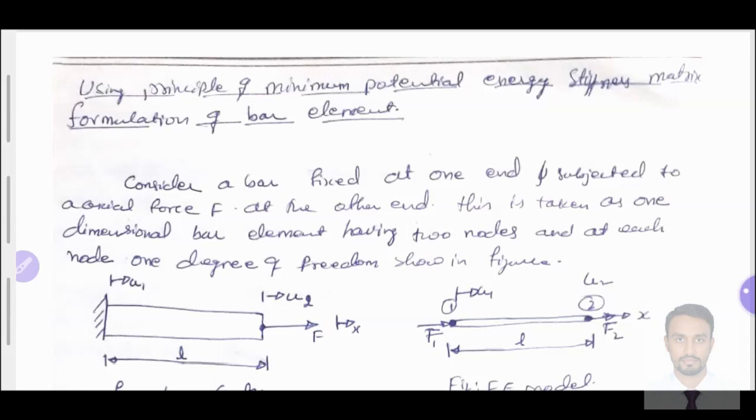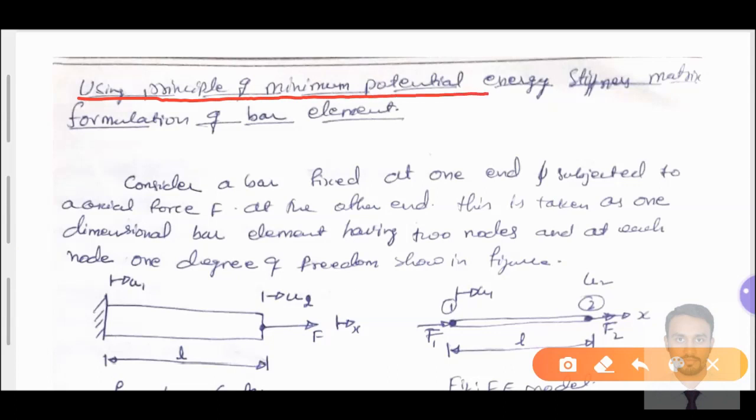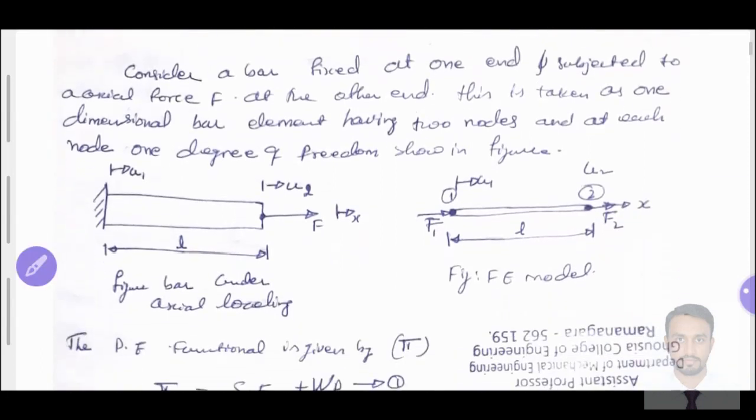So, the energy method. I will read the statement: using the principle of minimum potential energy, formulate the stiffness matrix of a bar element. Formulation means determining the formula or expression. Okay, we are formulating to determine the stiffness of the bar element. First we need to consider an element.